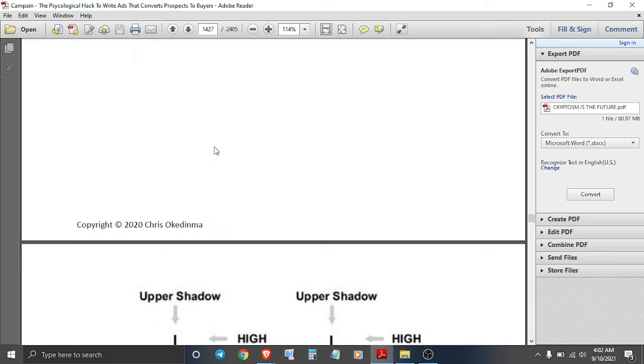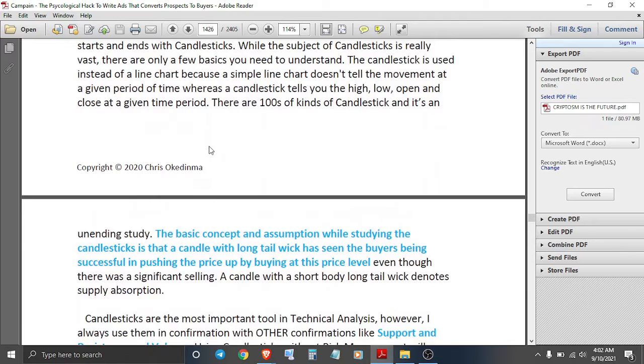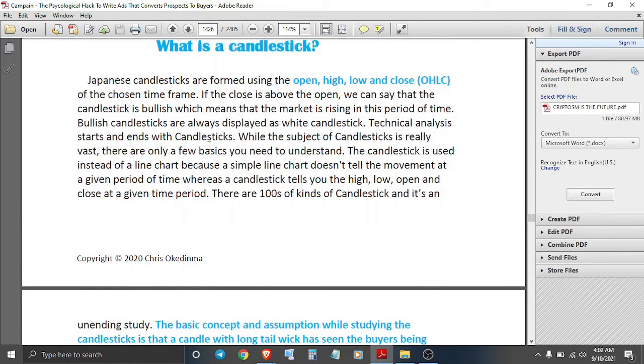I want you to understand what candlesticks are. So we'll have a brief definition of candlesticks from my book. Now, candlestick originated from the Japanese candlesticks, that has open, high, low, and close frames.